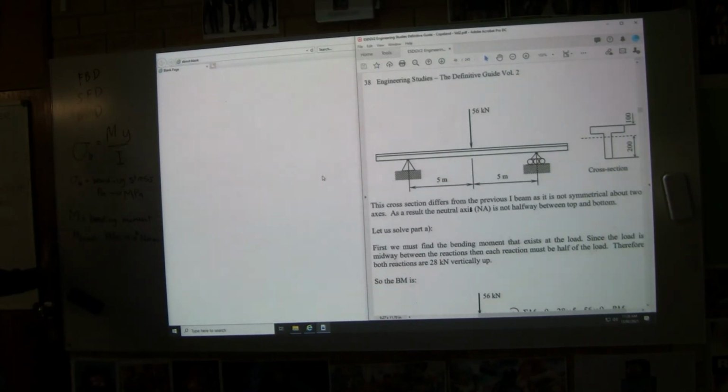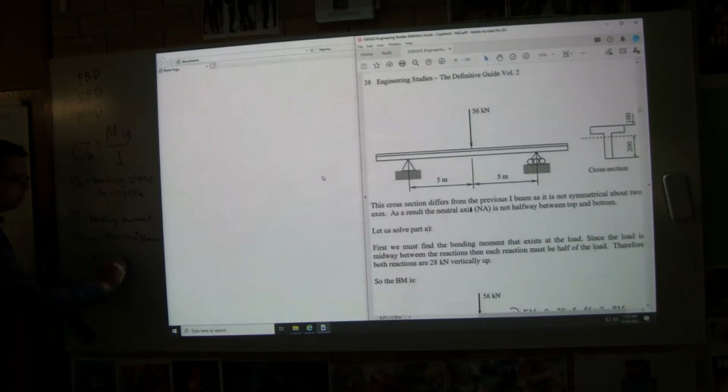Have you done scientific notation yet? Yeah, okay, great. Okay, so y, which at uni will be called y bar, is the distance from the neutral axis to the extreme fiber. What does that mean, the extreme fiber? We're going to talk about that in a second. It's measured in millimeters, right?